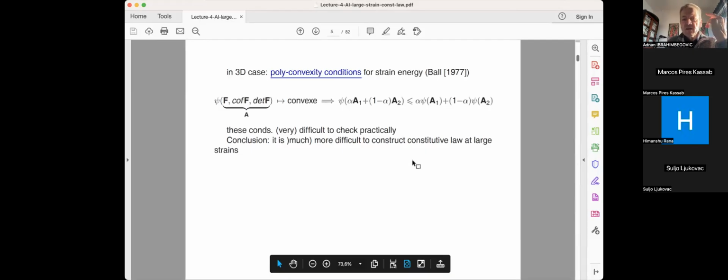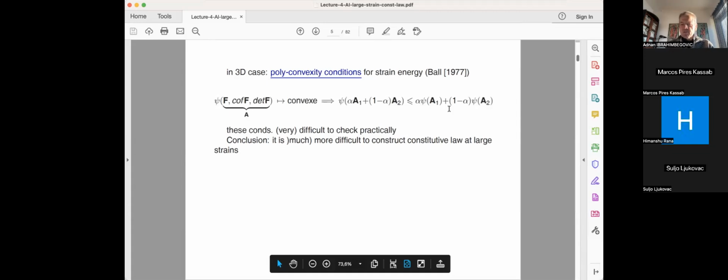So the question is, how then do I do a better job? It was easy for John Ball to say, well, go back to the basics, and that means the intrinsic strain measures are the deformation gradient, its cofactor and its determinant. So if you make a function which is convex, what does it mean to be convex? That means a function which has arguments, one value is A1, the other one is A2. You connect these two by a straight line, which you can quantify by alpha times A1 plus 1 minus alpha times A2. And you want to make sure that psi of this is smaller or equal to alpha times psi of A1 plus 1 minus alpha times psi of A2, and then you are convex.